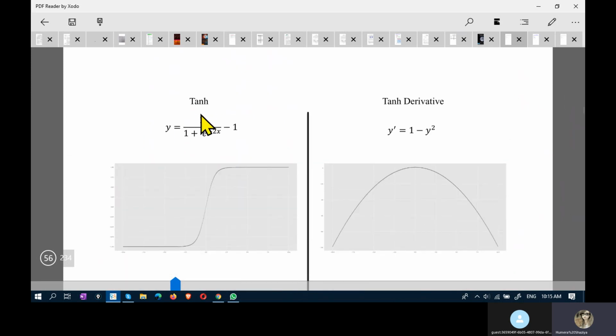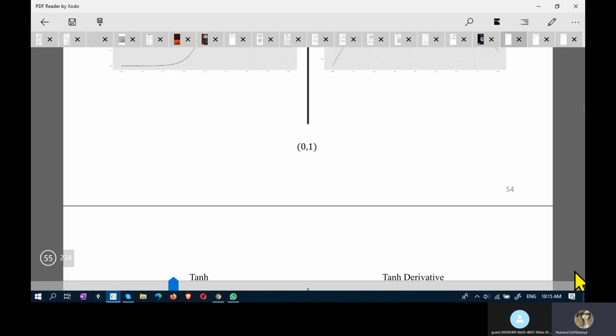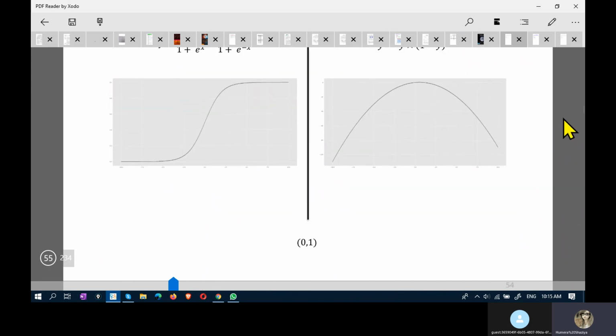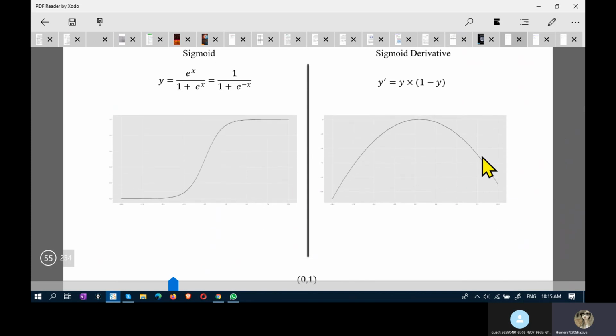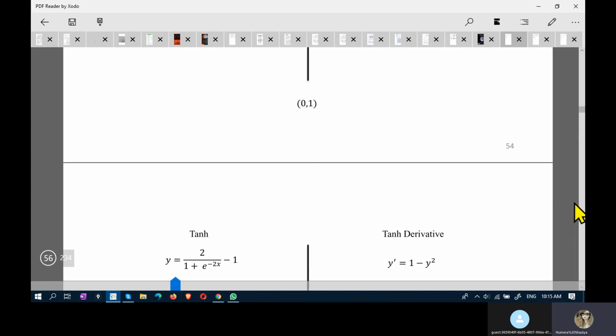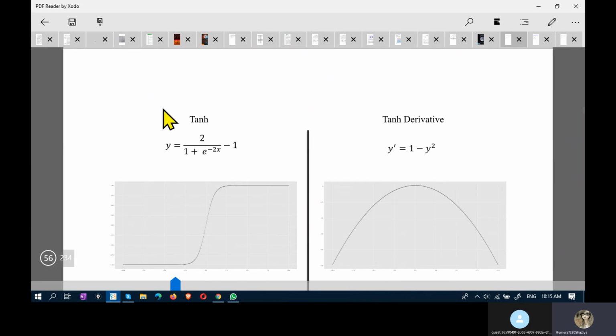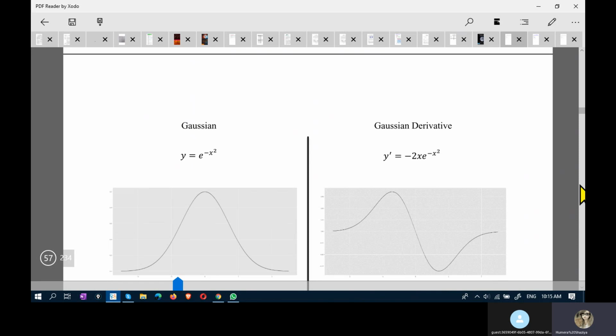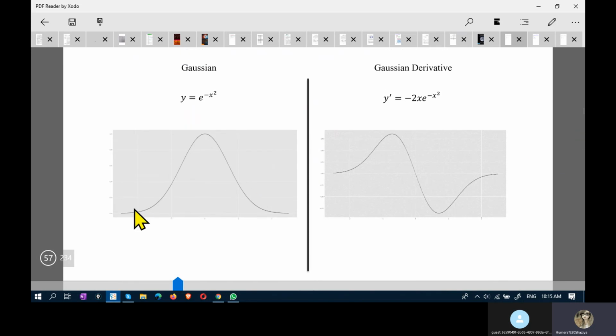Tanh, the hyperbolic tangent function. The difference between sigmoid and tangent is that the range of sigmoid is between 0 and 1. The range of the tangent function is between minus 1 and plus 1. You can see here it is extending up to minus 1. It's not only between 0 and 1, it's between minus 1 and plus 1. And the Gaussian function, which apparently represents the normal distribution, and the equation for Gaussian is this.